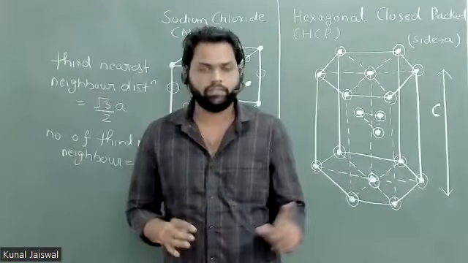That the two sides will be equal and the third side will not be equal to the earlier one. And if you talk about the orientation, alpha will be equal to beta, obviously perpendicular to each other, 90 degrees. And the third angle gamma will be 120 degrees. I will show you here.